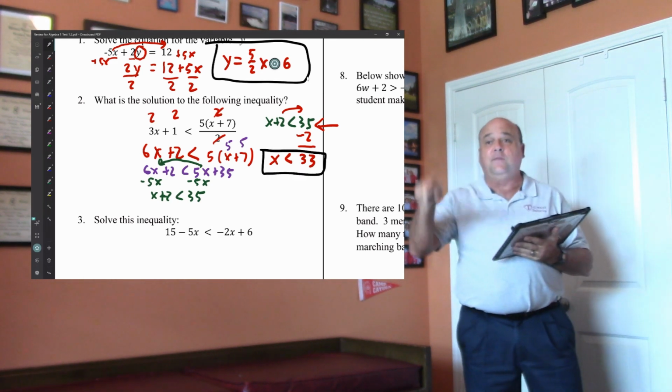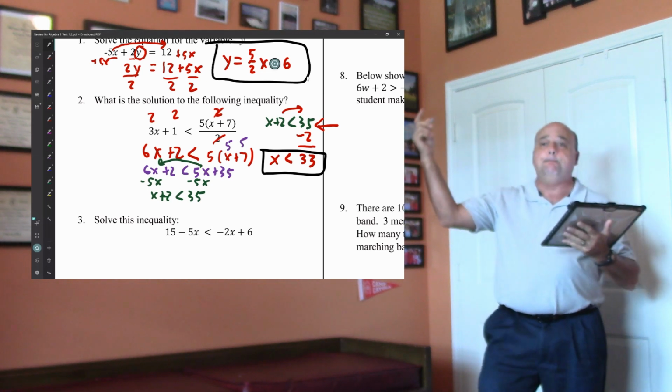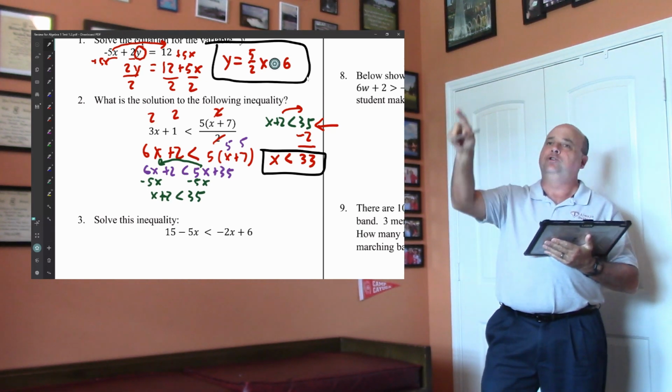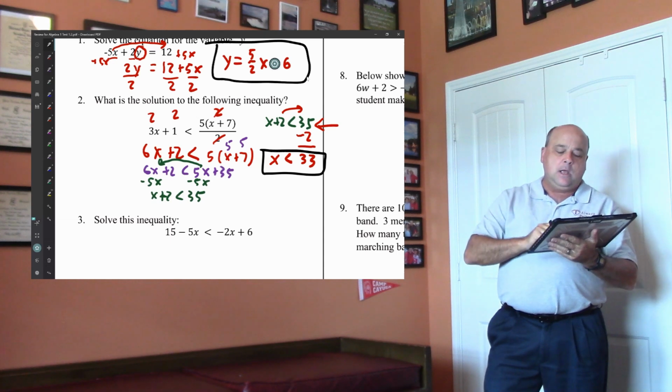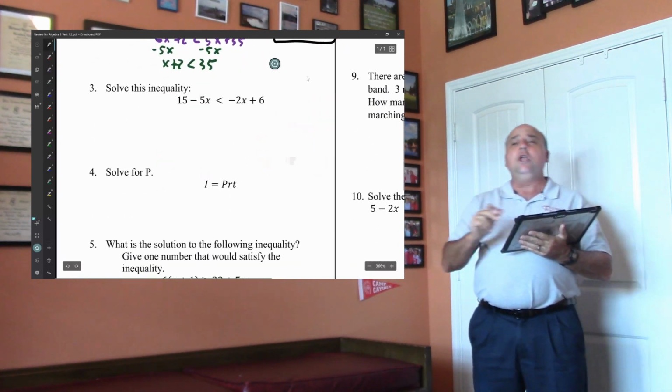If we had a number in front of the x, you would hit divide by that number, and bam! Get your answer. Make sure you're showing your steps though. Let's go to number 3.